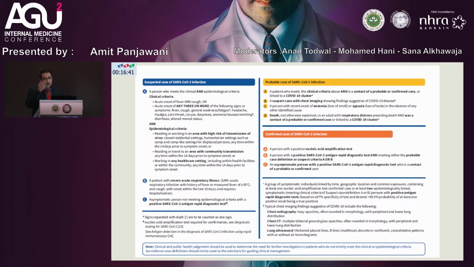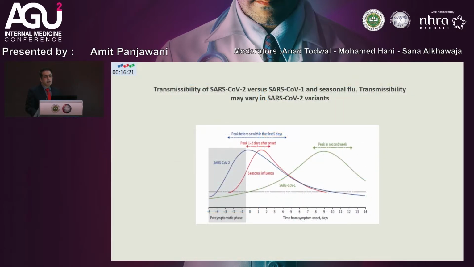When we talk about coronavirus, how do we define that a person has a coronavirus infection? It is when they have features which are consistent with an acute respiratory infection, and if the nucleic acid tests are found to be positive, then the case of coronavirus is confirmed. It's a virus which has a very high transmissibility as opposed to its other counterparts, that is the seasonal flu and the previous coronavirus, which was prevalent 2 decades back. This virus starts having transmissibility a few days before the onset of symptoms, and it peaks within the first 5 days of the onset of symptoms.